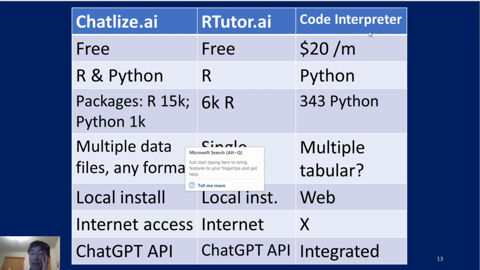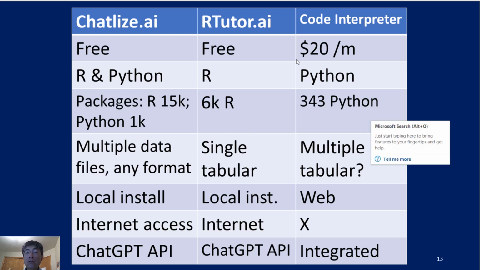The advanced data analysis version of GPT-4 only has a few hundred Python packages installed in the sandbox. You can upload multiple files, but it cannot use an API to grab data from online. It has no internet connection. While with RTutor and Chatlize, you could access files on the internet. On Chatlize, I installed 15,000 R packages and about 1,000 Python packages. On RTutor, I have 6,000 R packages installed. Chatlize can upload multiple files, but with RTutor, you can only have one single file. But if you run on these 3 platforms, you are having a free virtual computer, and the resources might be limited.